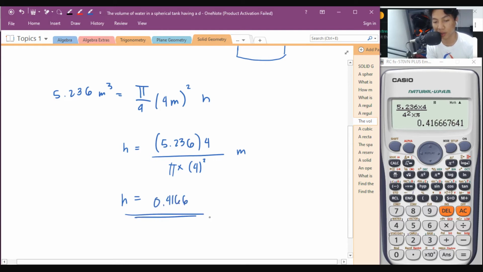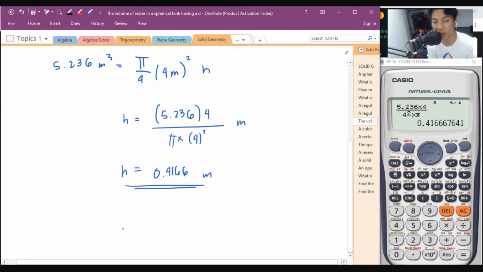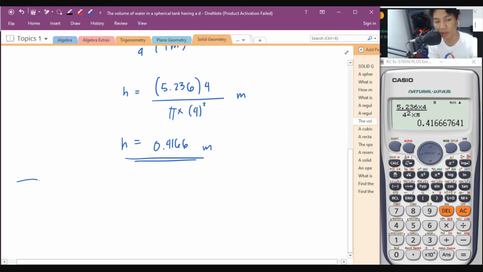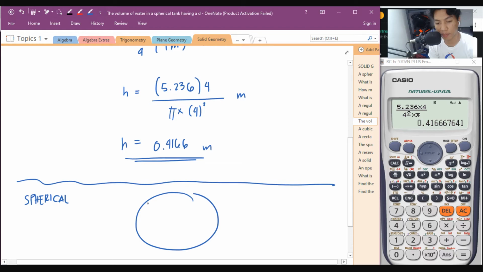0.4166 meters. How about if that is spherical? Let's solve it as a sphere. Spherical tank. If this is spherical, let's make a circle. Somewhere here, you have a height. Okay, spherical. This means this is a segment. We still have the diameter or R.